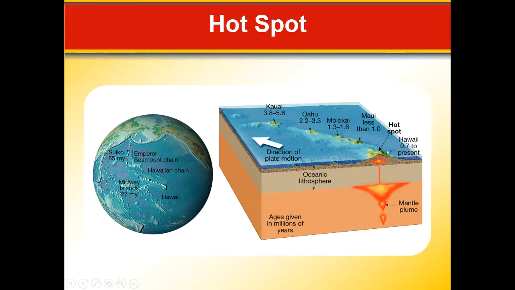So present day, it's currently at the Hawaiian Islands, and based on the direction of the plate movement, we have the islands formed there. The movement of the Pacific Plate was then concluded to be moving in this direction. So we have Hawaii, Oahu, Molokai, Maui, then Hawaii.